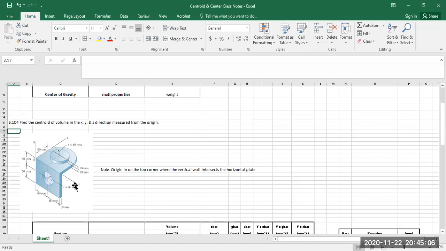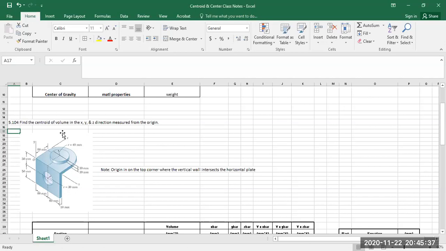And when you look at this problem, it might be a little bit confusing to see where the origin is. But notice the X axis right here lies on the top of this. The Y axis lies here. And this Z, had the line been continued, you would have seen it at the edge. So I wrote, just for clarity, that the origin is on the top corner where the vertical wall intersects the horizontal plate. Okay, so the origin is right up here on top.